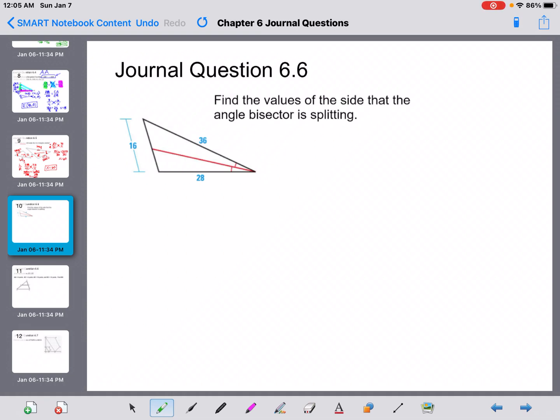Journal question here from 6.6. So 6.6 gave you different proportionality theorems and different ways to find different values on pictures with parallel lines or with triangles with an angle bisector.